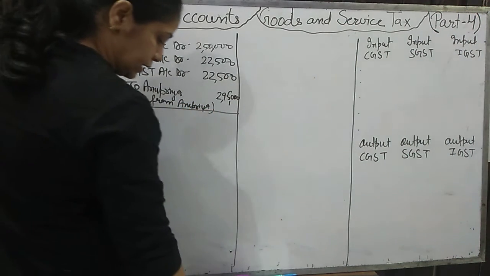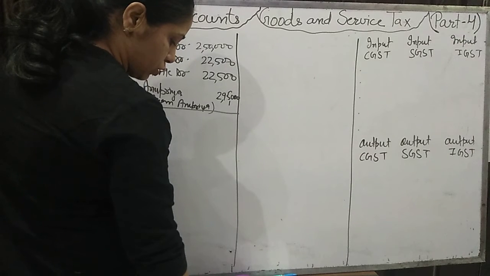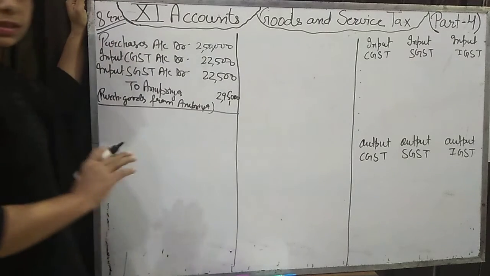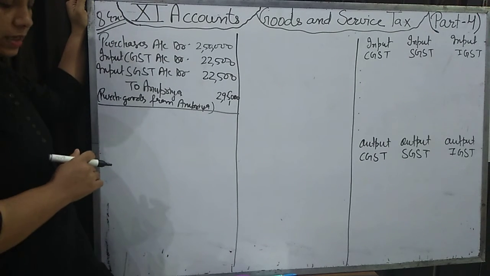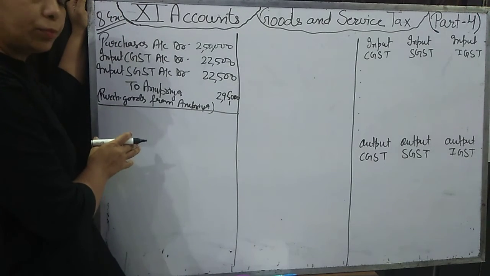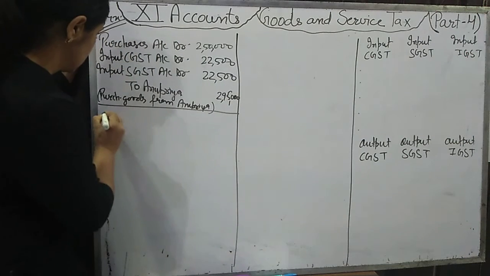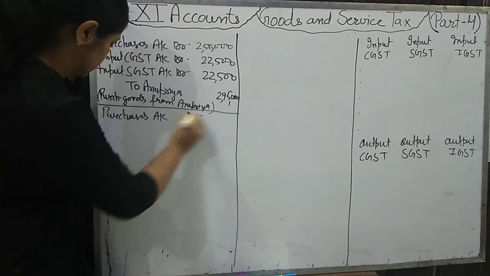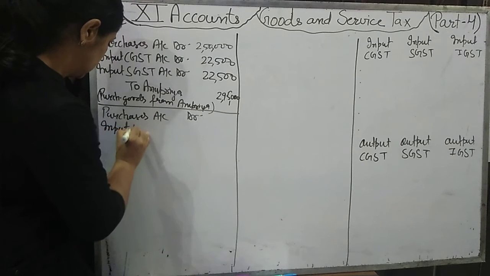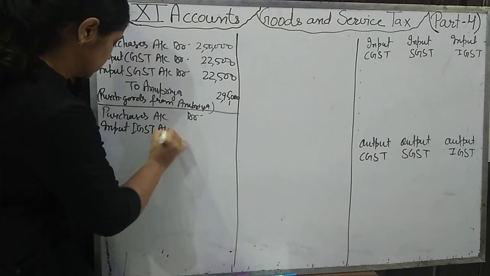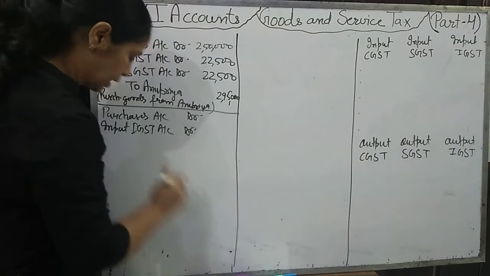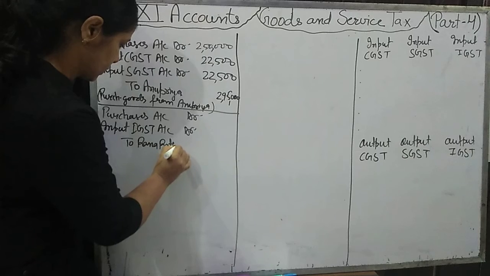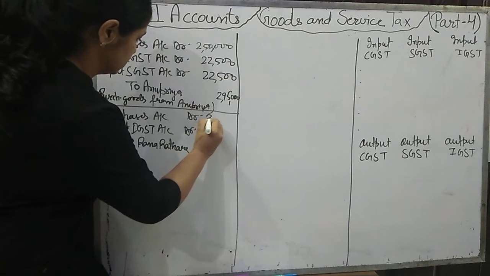Okay, second transaction, again purchase goods from Rana Rathore of Rajasthan. Now Rajasthan, this is an interstate transaction. So here we will apply input IGST. Then purchases account debit, input IGST account debit to Rana Rathore. Amount is 3 lakh.